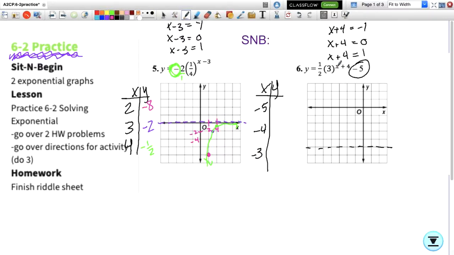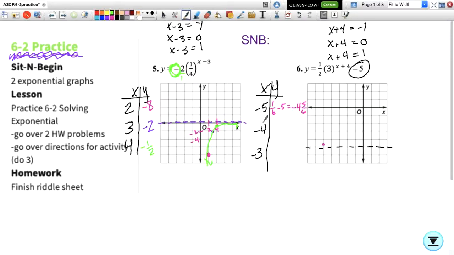So if I plug a -5 here, I get -1. 3 to the -1 gives me 1/3. Okay, I'm going to move that 3 below. And 1/2 times 1/3 is going to be 1/6. So I currently have 1/6 minus 5, which is going to give me -4 and 5/6. So pretty close to -5. So I'm going to go over 1, 2, 3, 4, 5, -5, and I'm going to go down 1, 2, 3, 4, and 5/6 is really, really close, right about there.